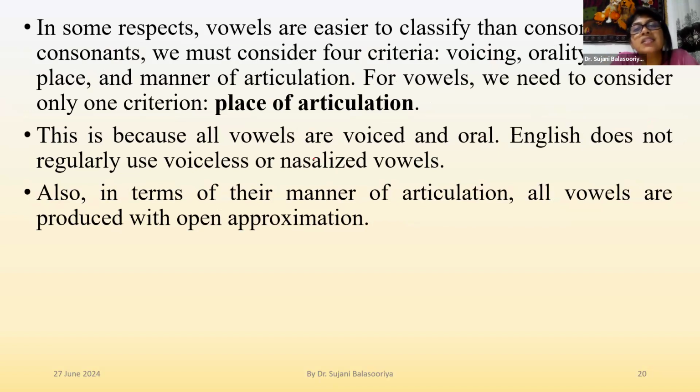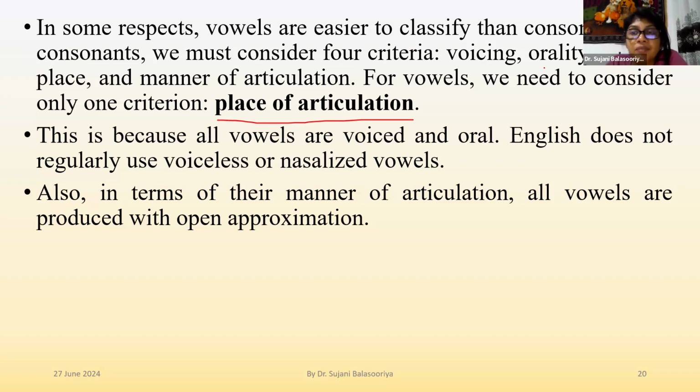Sometimes vowels are easier to classify than consonants, because for consonants we must consider four criteria: voicing, oral or nasal feature, place and manner. But for vowel sound production, we need to pay attention to the place of articulation only, because voicing is immaterial. All the vowels are voiced.